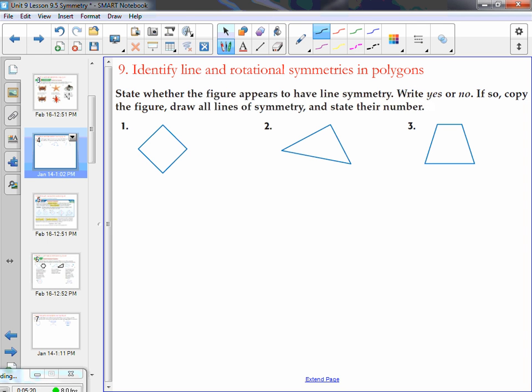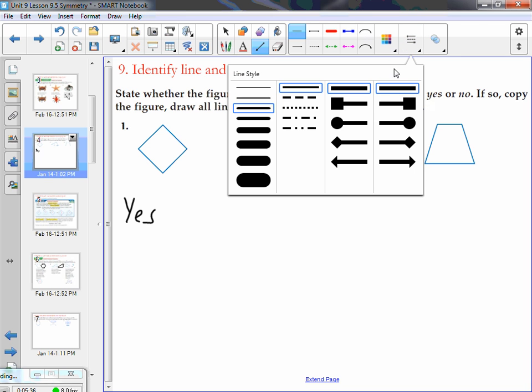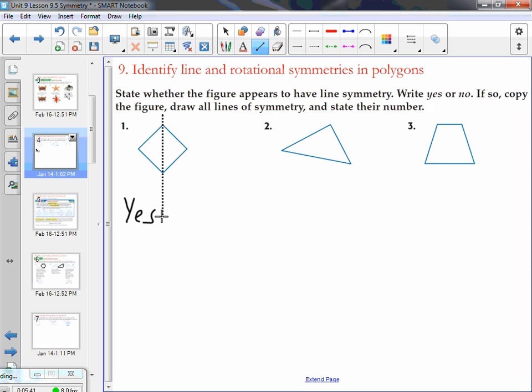Okay, so number one, what do you think? Does that have line symmetry? Mm-hmm. Now, I'll go ahead and draw them so that we can count them. How many lines of symmetry do we think there are? That'd be one, wouldn't it? So one. Yeah. Two. Is that it?